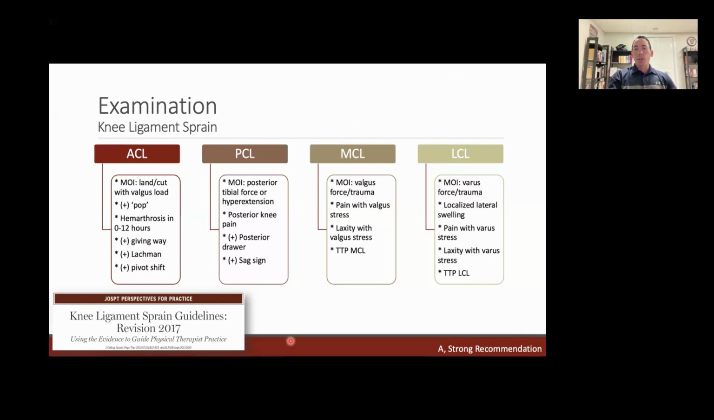And a positive finding of increased laxity at 0 degrees of knee flexion indicates a major disruption of the knee, with one or more rotary tests usually also being positive. And the patients may also present with tenderness to palpation at the MCL or the LCL.